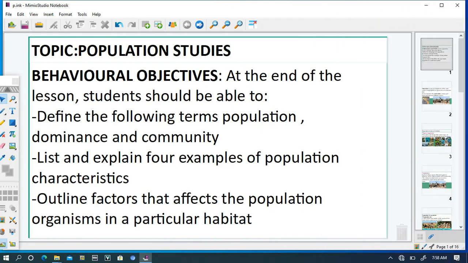Topic: Population Studies. At the end of the lesson, the student should be able to define the following terms: population, dominance, and community. List and explain 4 examples of population characteristics. Outline factors that affect the population of organisms in a particular habitat.